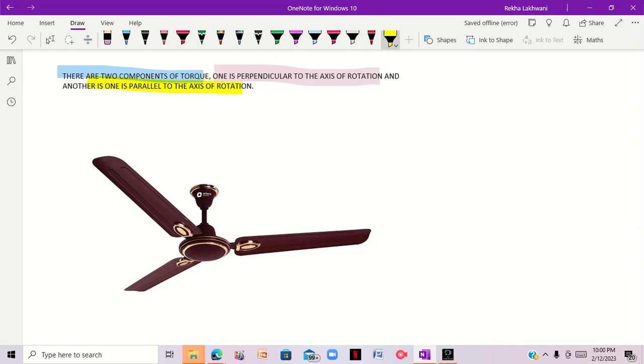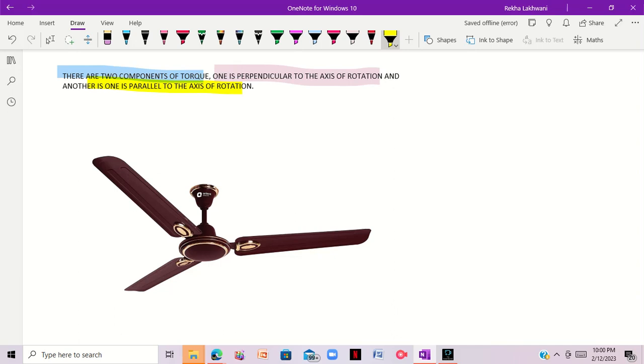The basic meaning of this statement is that there are two components of torque, one which is perpendicular to the axis of rotation and the one which is parallel to the axis of rotation, right? In my previous video I discussed that for the turning effect, we want the moment arm and the force to be perpendicular to each other. This was the first condition. Now let's look into the second condition: what else is required for the rotation?